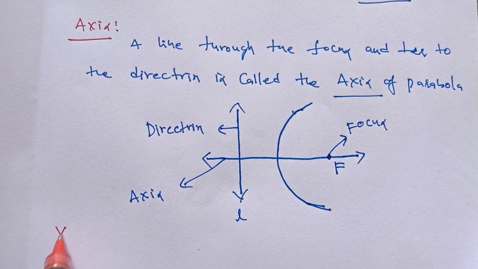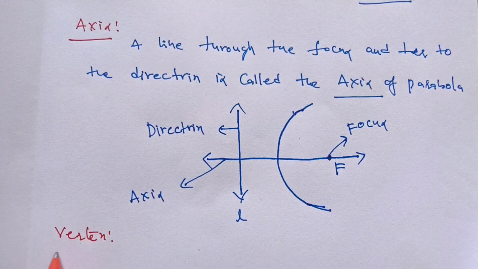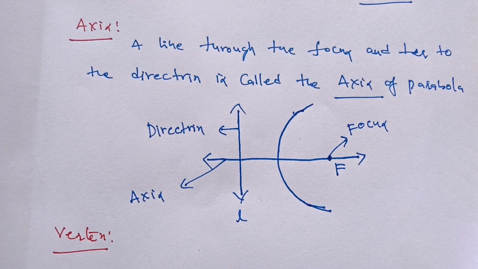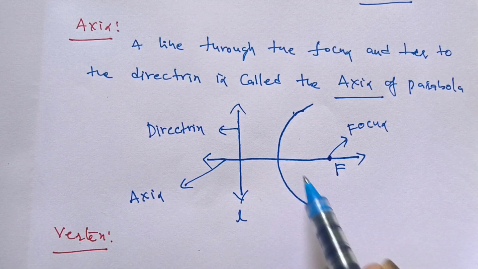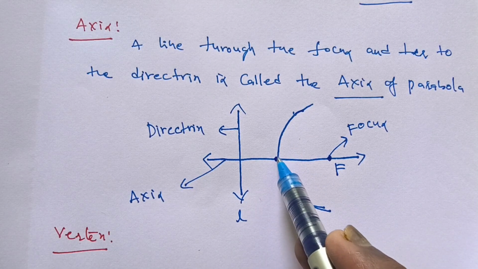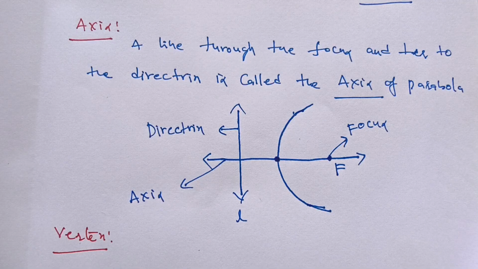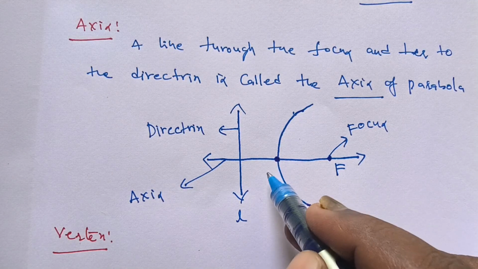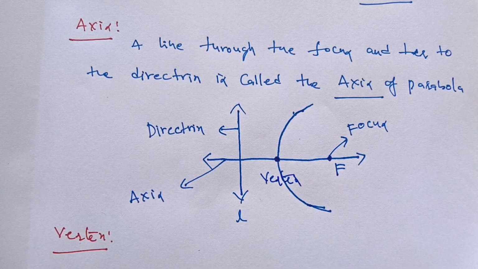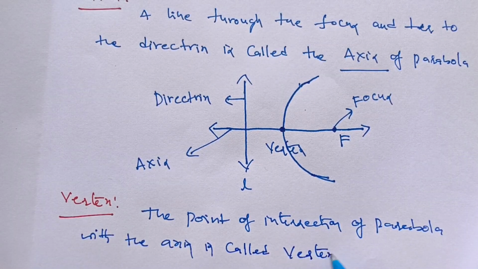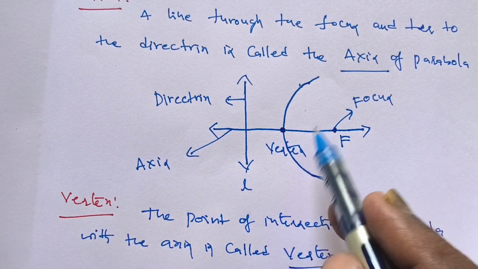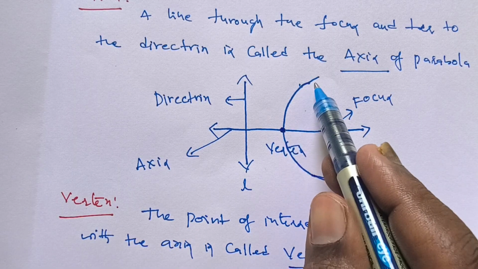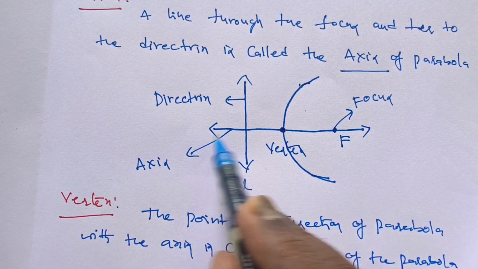Now see the definition of vertex. What is vertex? The point of intersection of the parabola with the axis is called the vertex. In this diagram, this is the vertex of the parabola. Why? Because this is the point of intersection of the parabola and the axis.